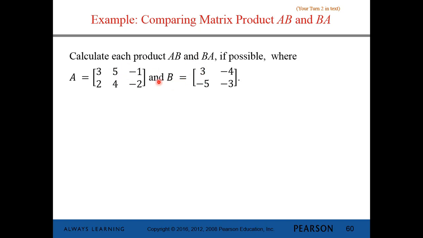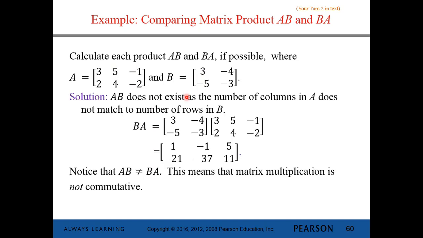Can we do A times B in this case? And the answer is no, it's not possible because the number of columns here is not the same as the number of rows here. So that is not going to work. Okay, AB does not exist because the number of columns of A does not match the number of rows of B. But BA does, because if we go B times A, then the number of columns here is 2 and the number of rows here is 2, so we can do that.